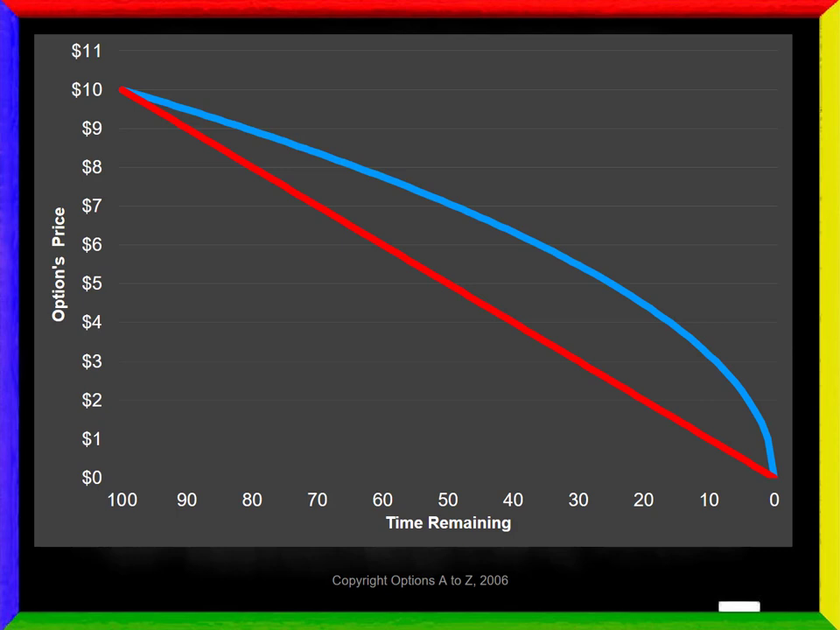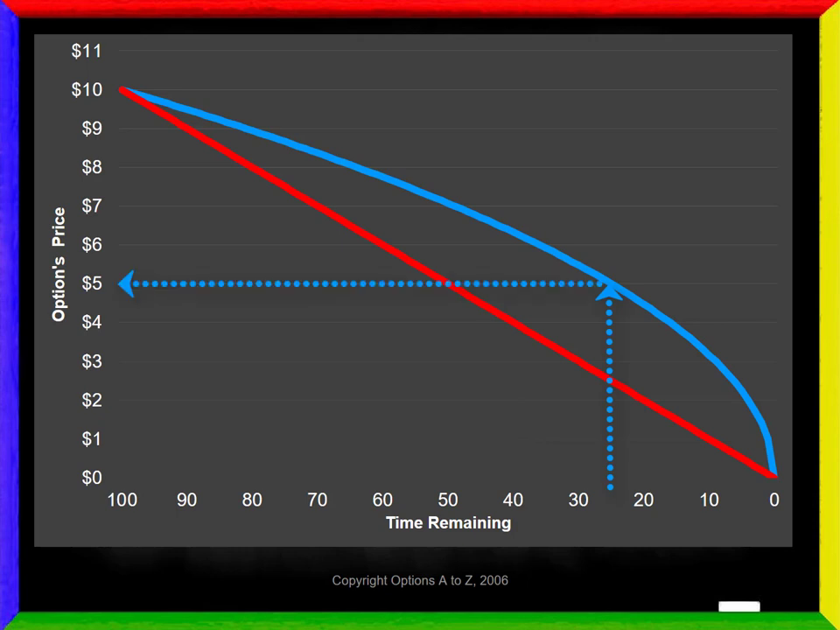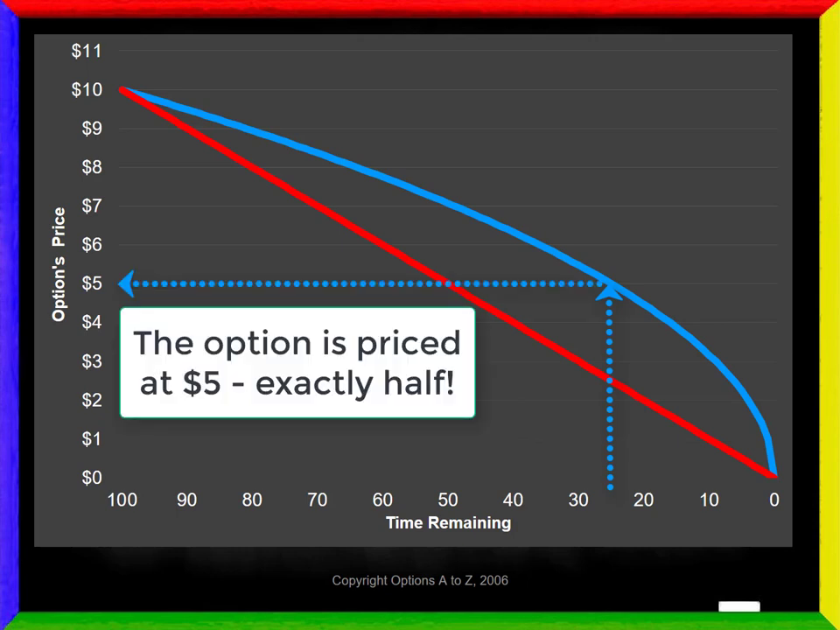If 25% of the time remains, we take the square root of 0.25 and get an answer of 1/2. And that means when 25% of the time remains, the option will have retained half of its value, or lost half. And that's exactly where we're lining up on the graph. So another way to understand this is that the first half of your option's value will decay slowly, and then it's that second half that starts to come off fairly quickly.